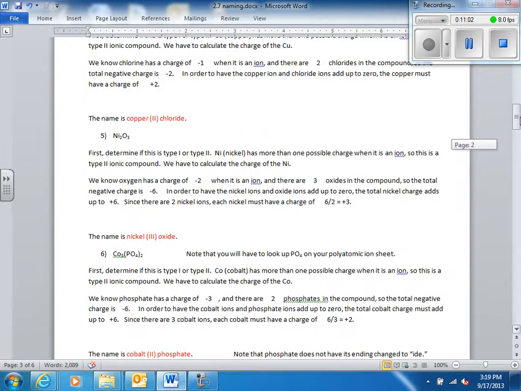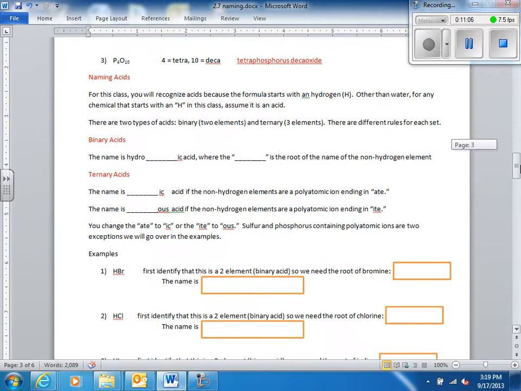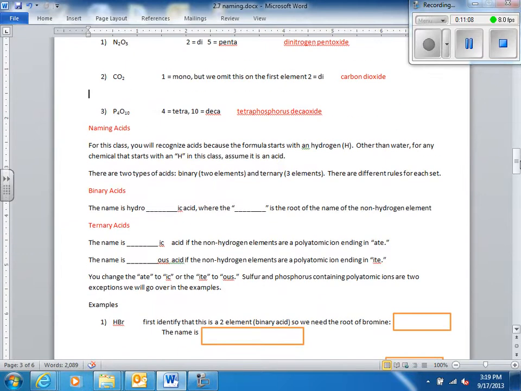All right, so that was ionics, molecular, now acids. You're learning a lot today. Okay, acids, there's 2 types, binary and ternary. We're always going to work with an H in front. So acids contain H. And binary acids, first off, binary would mean there's 2 elements. So if there's only 2 elements, you write hydro-blank-ic acid. Blank is the root of the name of the non-hydrogen element.